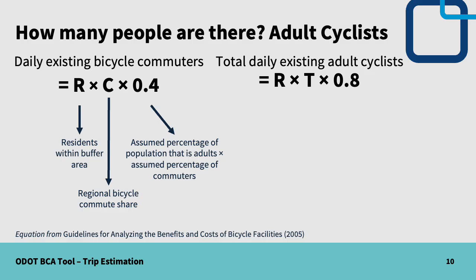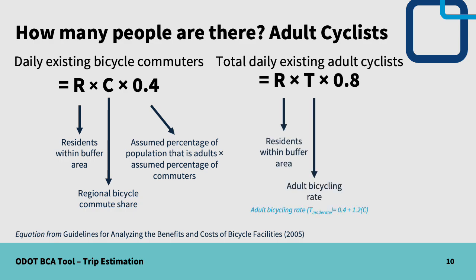To calculate the number of total daily existing adult cyclists, follow a similar logic using the equation on the right. In this equation, the adult bicycling rate is a separate formula which stems from the NCHRP research about the approximate percentage of the adult population that bicycles. That calculation is shown in blue and relies on the region's bicycle commute share.